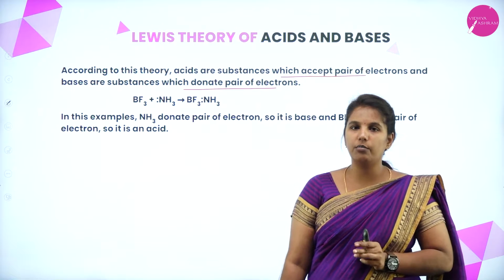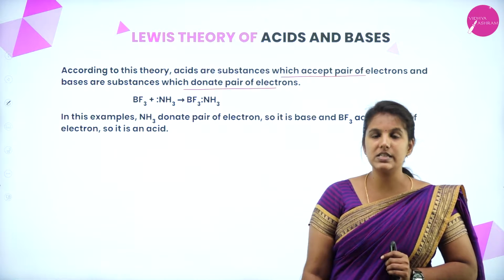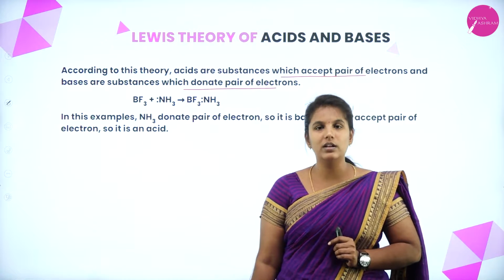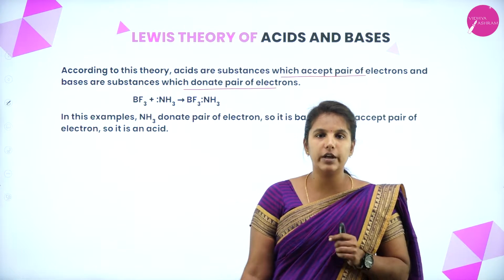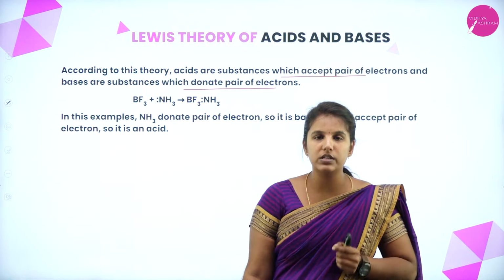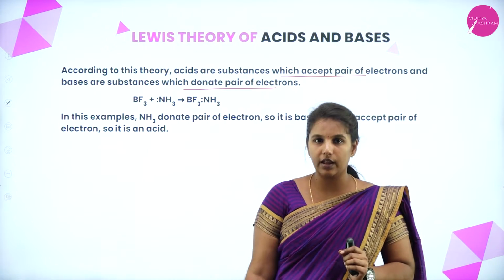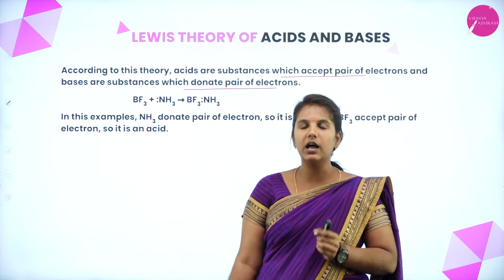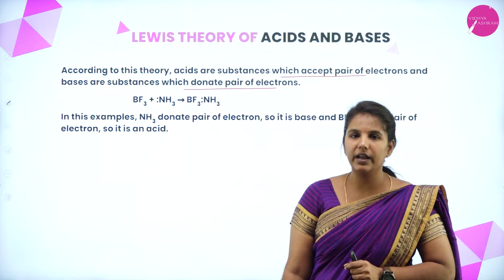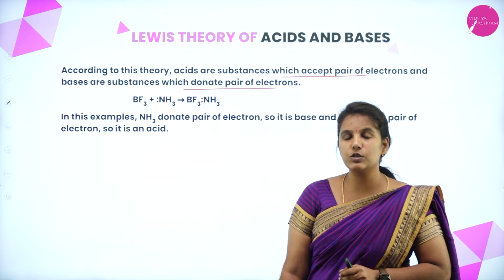As we have already learned two theories, one is the Arrhenius theory of acids and bases. According to that, an acid is a substance which can donate the H plus ion, whereas a base is a substance which can donate the hydroxyl ion. Similarly, in the Bronsted-Lowry theory, we understood that an acid is a substance which will donate the hydrogen or H plus ion, and a base is a substance which accepts the H plus ion. But here, Lewis has given a new idea for defining acids and bases, and he defined everything in terms of electrons.